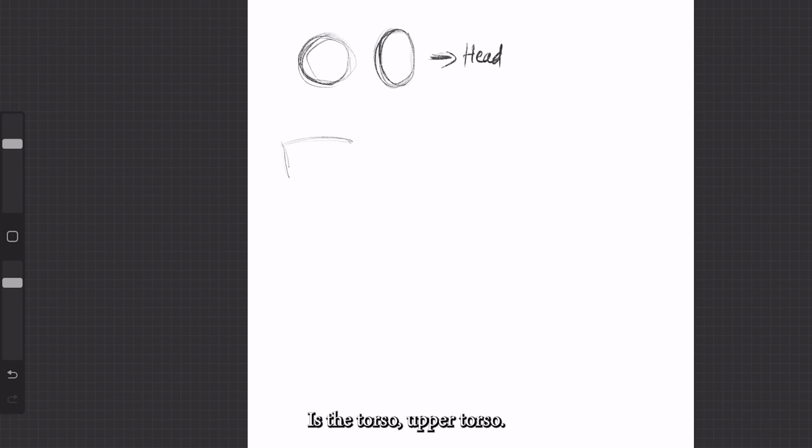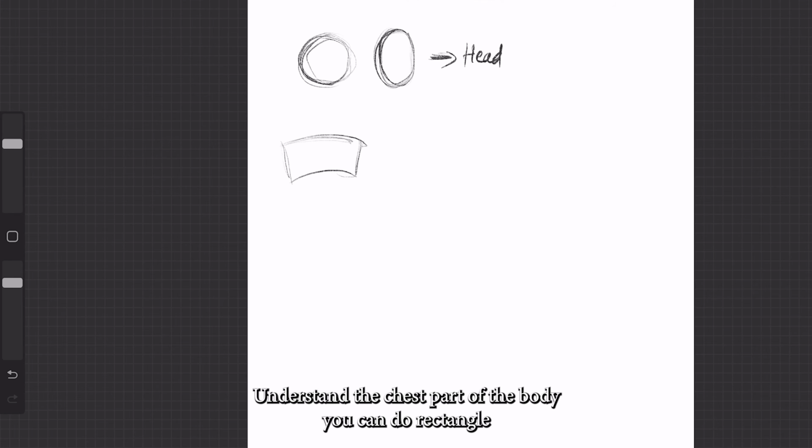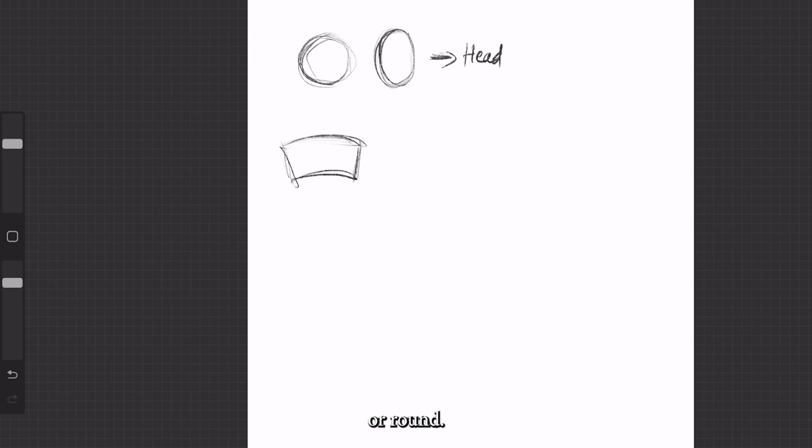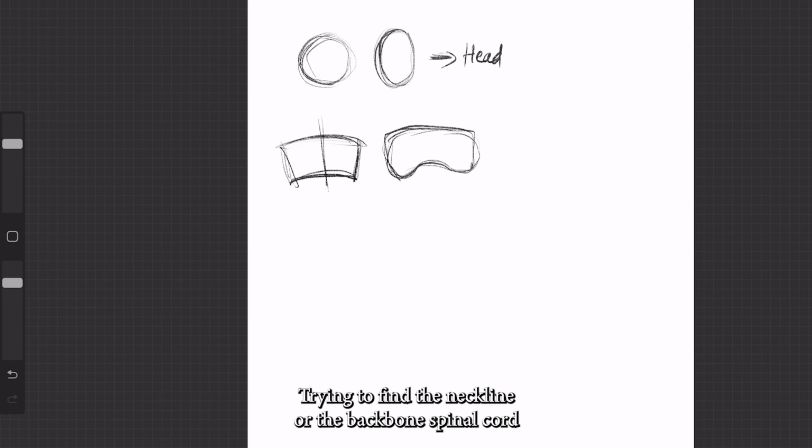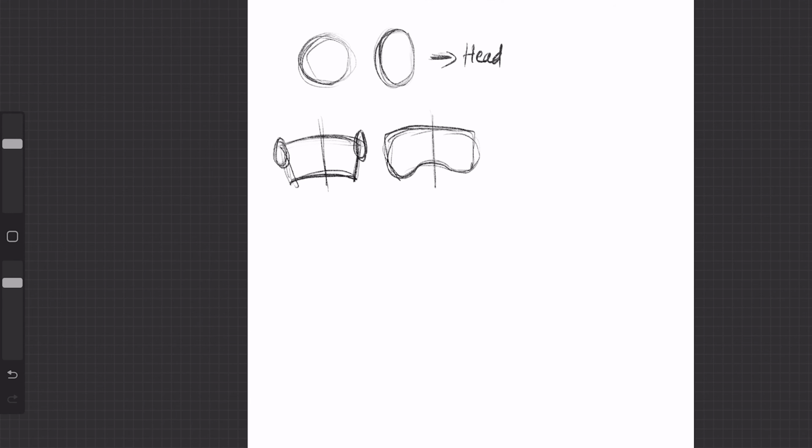Second is the torso, upper torso. Understand the chest part of the body. You can do a rectangle or round. A line defines the neckline or the backbone, the spinal cord that connects the whole head, torso, and also the pelvis. At the corner, it's the shoulder, so make a smaller circle at both sides. Okay, so this is the upper torso.